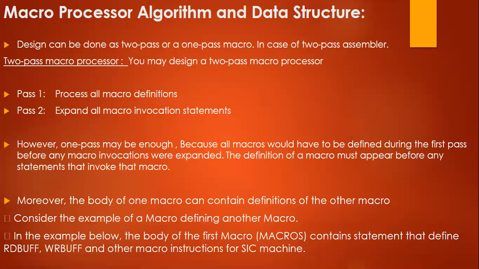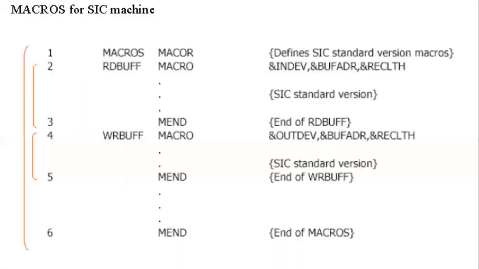In this example, we are taking the name of the first macro as MACROS, in capitals, which we are designing for the SIC machine. In the case of SIC/XE, we call it MACROSX; that will be the standard for the SIC/XE machine, but here we are using MACROS. It contains statements that define read buffer, write buffer and other macro instructions for the SIC machine. Just observe this example in the next slide: macros for the SIC machine.